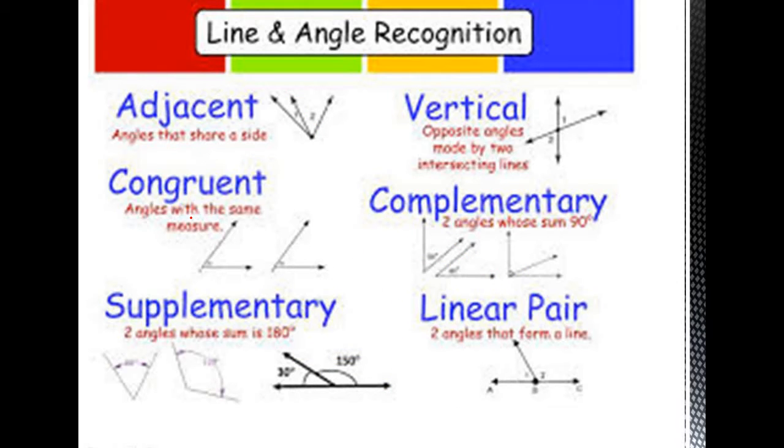Congruent angles are angles that have the same measure. If this is 30 degrees, then this also is 30 degrees. Complementary angles: there should be only two angles and their sum should be 90 degrees. Supplementary angles: two angles whose sum is 180 degrees. Two angles that form a line are called a linear pair, and we will discuss this in the next slide very nicely.